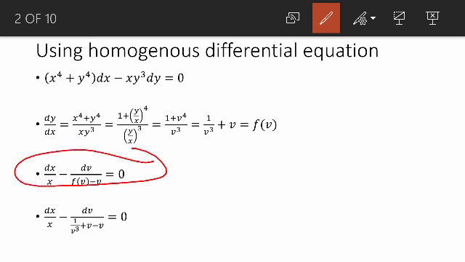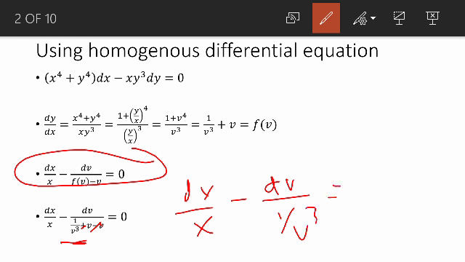Now, our solution of the homogeneous equation is this: dx over x minus dv over (f(v) minus v) equal to 0. So here we just need to substitute the value for f(v), which is 1 over v^3 plus v. Okay, then minus v equal to 0. So you can see here that v minus v is gone. So we are going to be left with dx over x minus dv, okay, all over 1 over v^3 equal to 0.